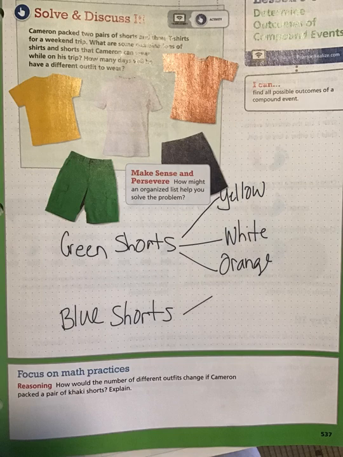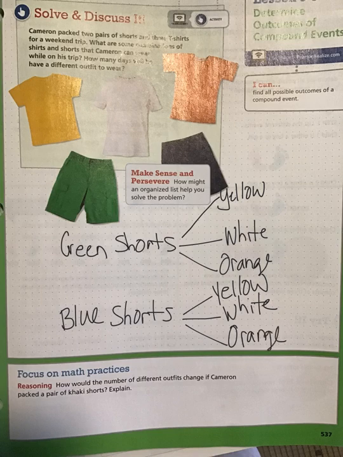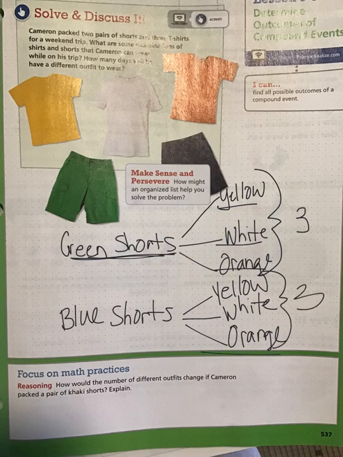For the blue shorts, you can do the same thing. You could wear a yellow shirt with blue shorts, white shirt with blue shorts, or an orange shirt with blue shorts. So if I look at this here, there's 3 different outcomes. Green shorts, yellow shirt, green shorts, white shirt, green shorts, orange shirt. And then the same with the blue here. So total number of different outfits he could wear is going to be 6.